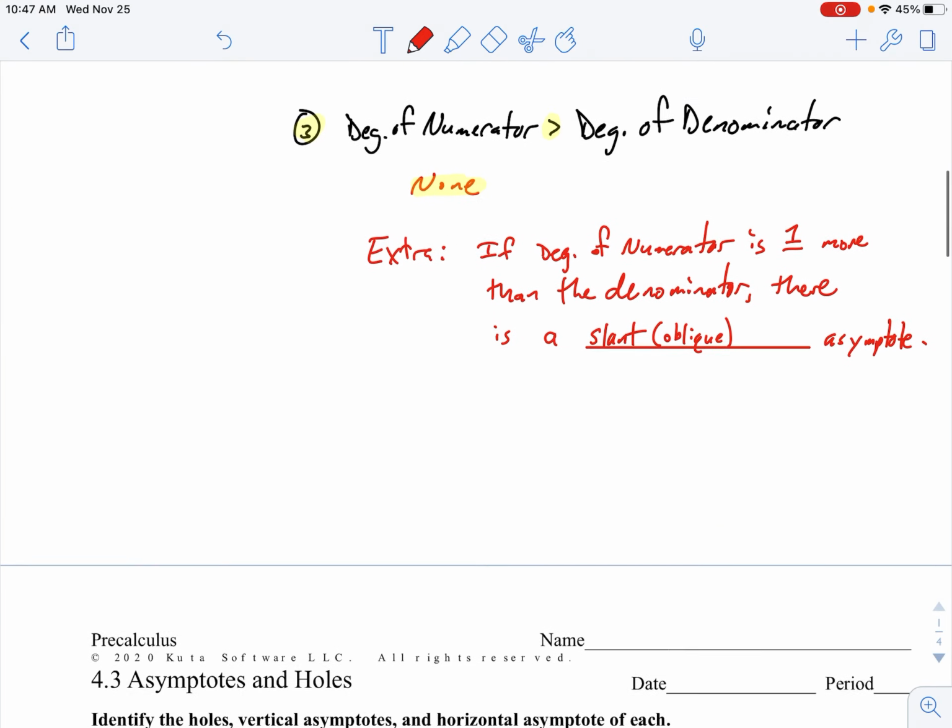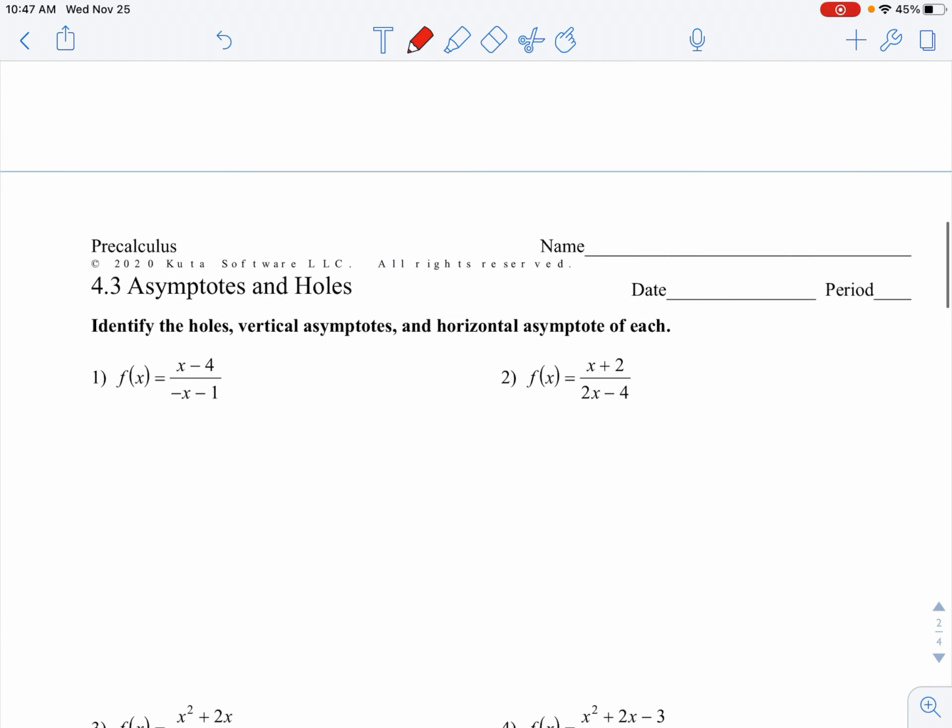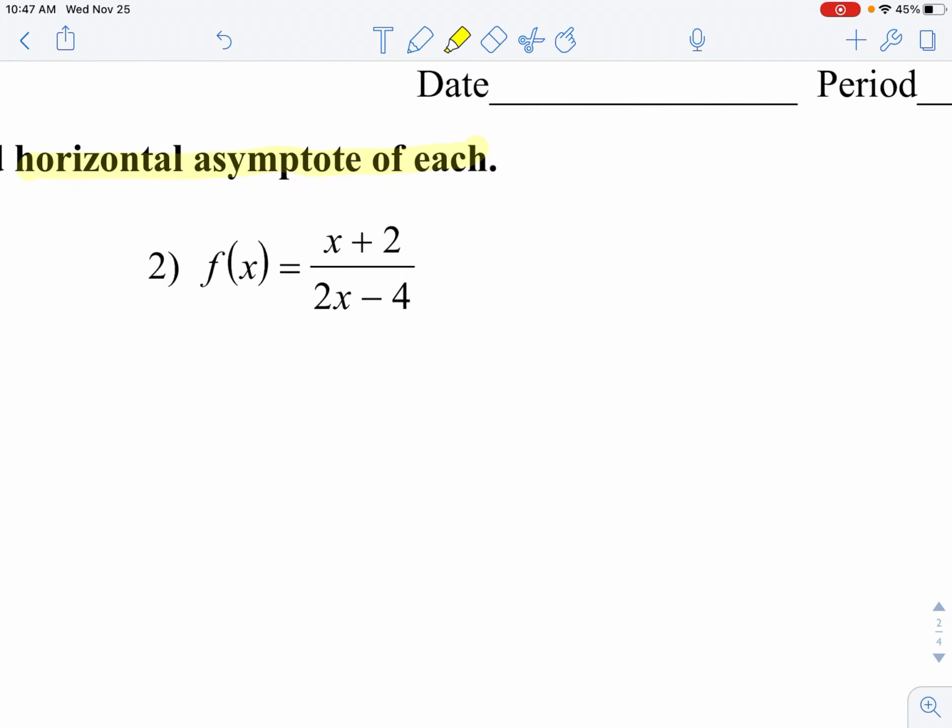Okay. So let's look at what we're going to do. No graphing. So there's no graph paper here. I just want you to be able to identify the holes, vertical asymptotes, and horizontal asymptotes of each equation. So call this extra practice if you want. All right. One very helpful thing is to factor both. The top cannot be factored. The bottom you can factor out a 2.